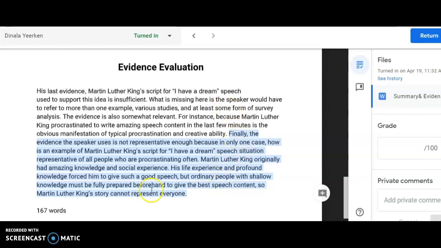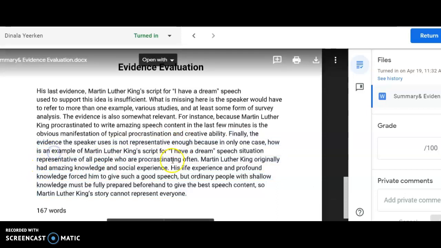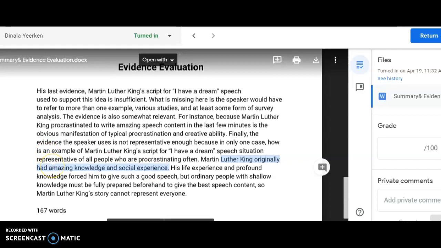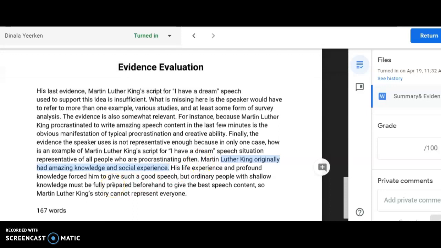I think you've wasted a lot of space on representativeness here, just talking a lot about Martin Luther King and the fact that it's not really a typical example, which is great. That's very nice that you're doing it, but just try to say it more economically, more succinctly. But I like your idea here when you say that it's only one case, all these things. You also say maybe what made him have that great speech is that he actually had the experience, as you're saying here, amazing knowledge. So this is all very good.